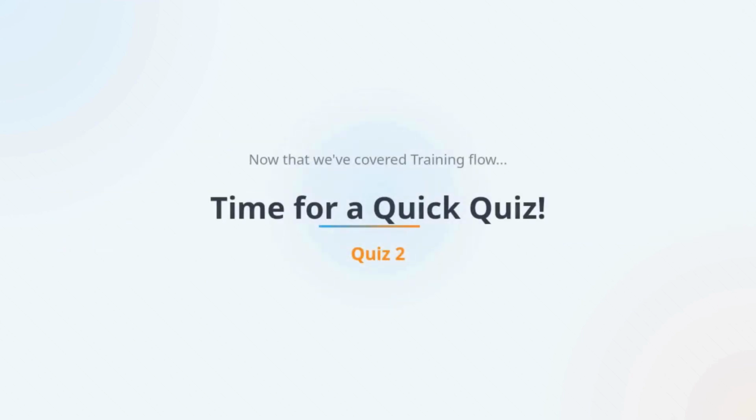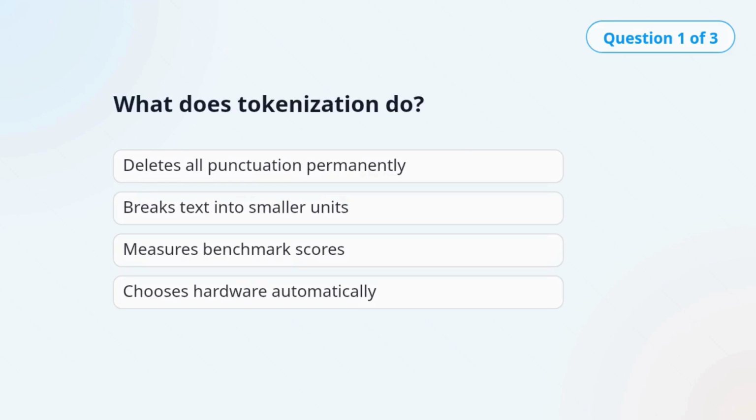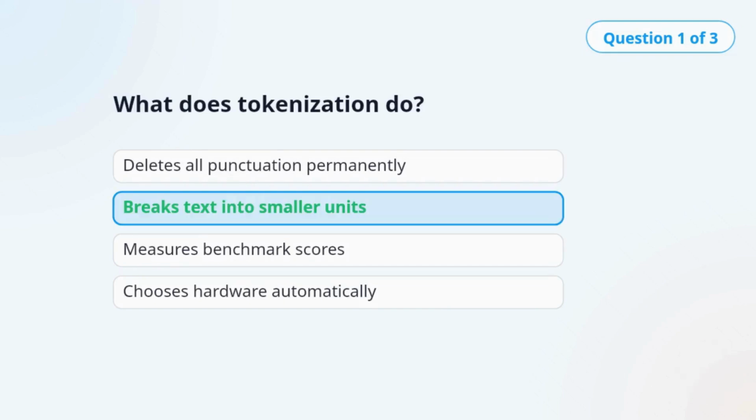Now that we've covered training flow, let's test what we've learned so far. Here's quiz number 2. See if you can get it right. Question 1. What does tokenization do? The correct answer is breaks text into smaller units. Tokenization converts raw text into smaller pieces, such as words, characters, or subwords, so the model can process it.